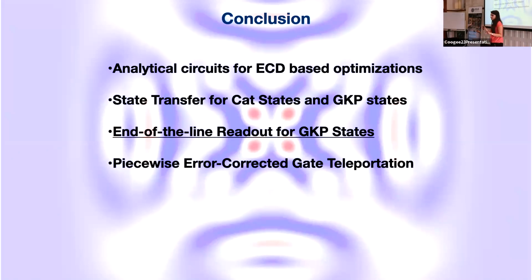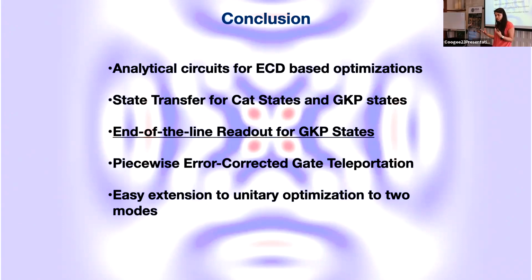I showed you a piecewise error-corrected gate teleportation circuit, which was only possible with this analytical circuit framework, composite pulses and phase space framework. And finally, I gave you an easy extension of unitary optimization to two modes, which was going to be really expensive in terms of resources or computationally if you were to optimize these gates and states. Okay. Thanks.